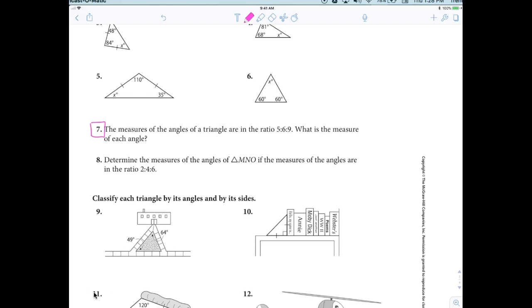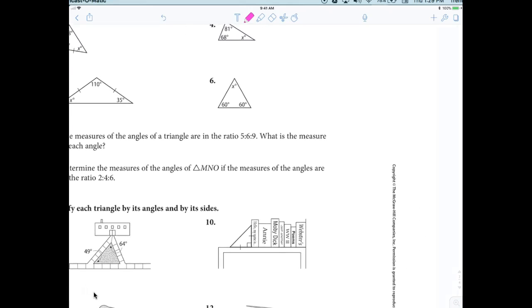But what I want to do is show you what he's thinking. They're 180 degrees, right? And they're broken down into parts. 5 of the parts go with one, 6 of the parts go with the other, and 9 of the parts go with the other. So how many parts are there? 20 parts.